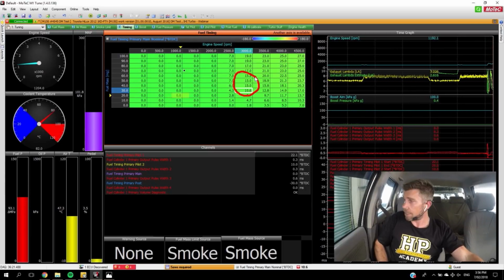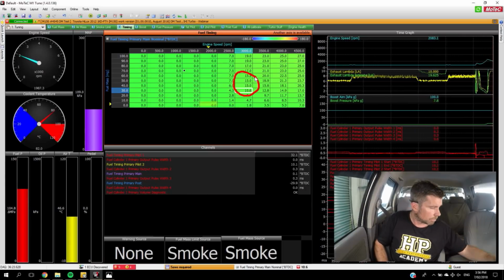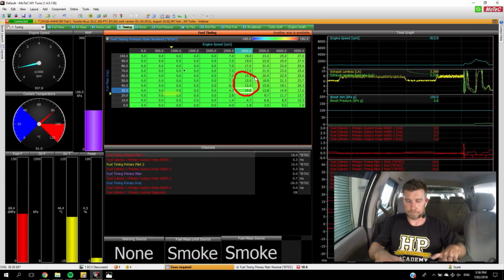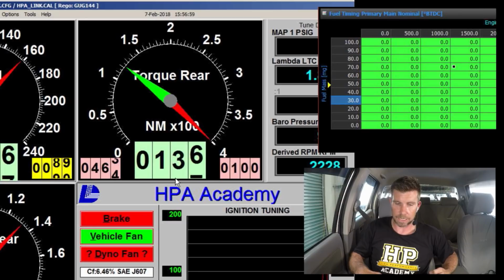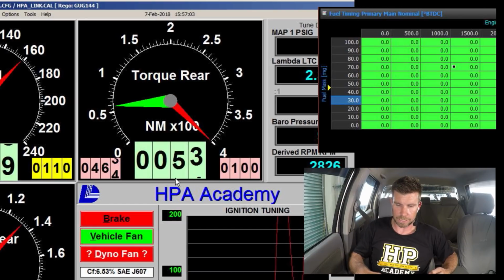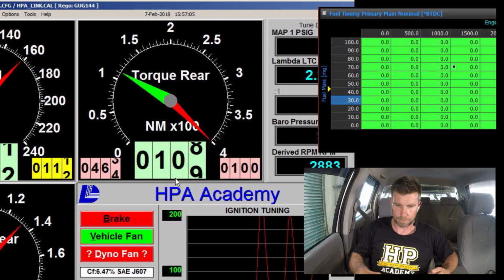So let's get our engine up and running at 3000 RPM, and we'll see what that does to our torque. Essentially we're looking at exactly the same gauge that we looked at just before. We'll just get our RPM up a little bit further.